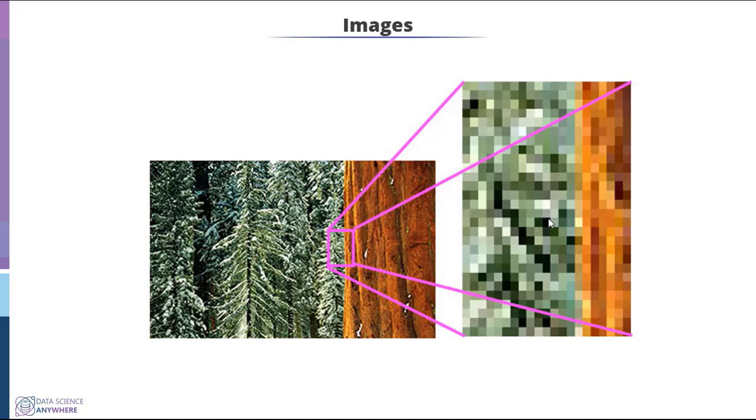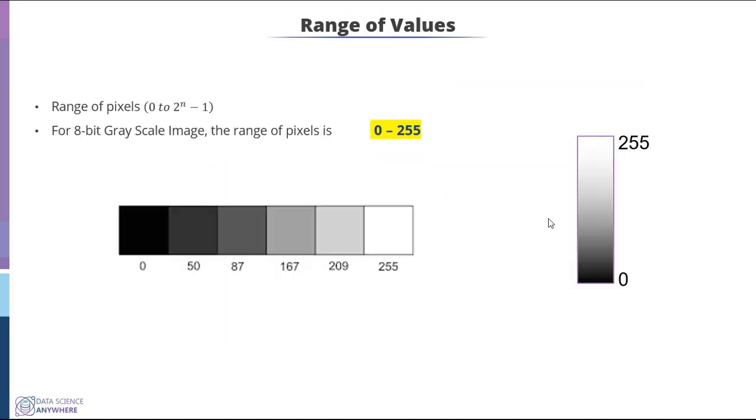So let's try to understand what the values are and what the range of values is. The range of values for a grayscale image is 0 to 2 to the power of n minus 1. For an 8-bit image, 2 to the power of 8 is 256, minus 1 is 255. So the range of values will be 0 to 255. 0 is basically the black color and 255 is white.